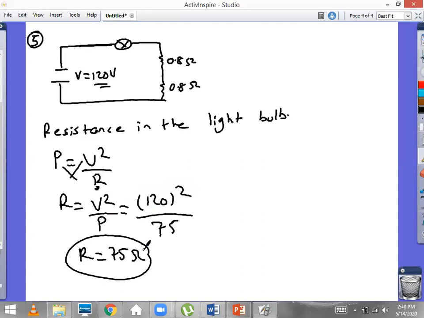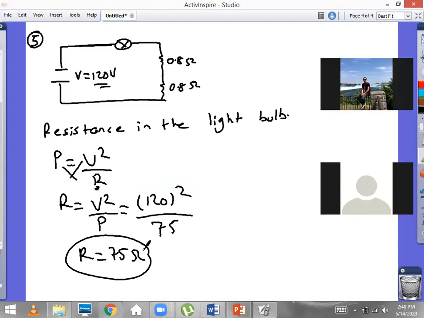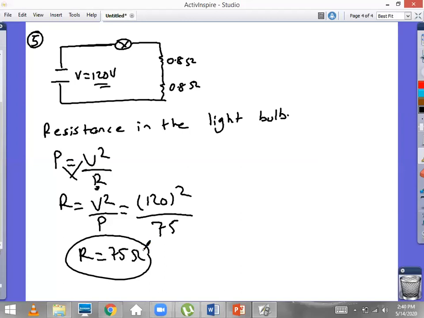The second part, when placed along the extension cord, the light bulb in series, as you see over here, they are in series, right? So two of the conductors, so we are going to have now, find the R here is 75, right?